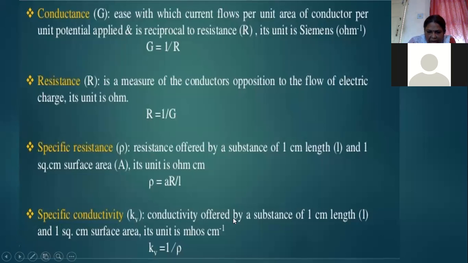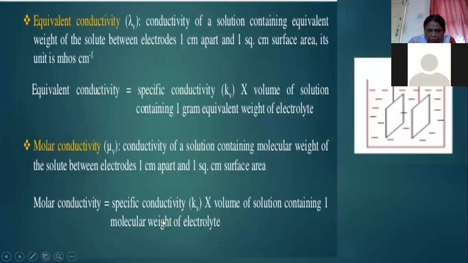And specific conductivity is important, as in this experiment we measure the specific conductivity. It is the conductivity offered by a substance of 1 centimeter length and 1 square centimeter surface area. Its unit is mho per centimeter. So specific conductivity, this is the formula, kappa is equal to 1 by rho.